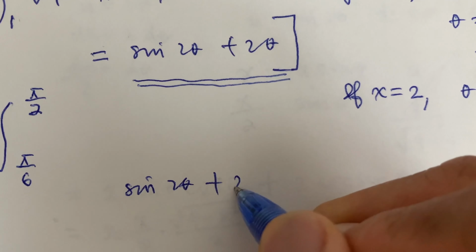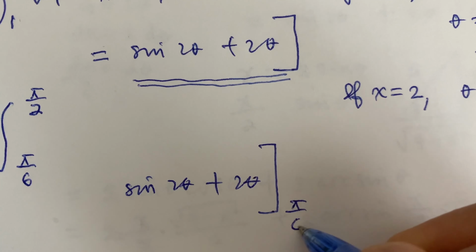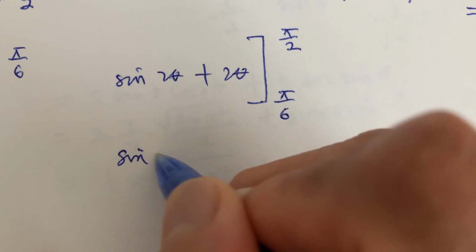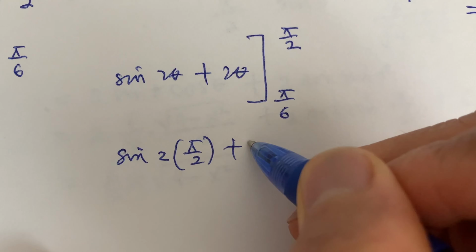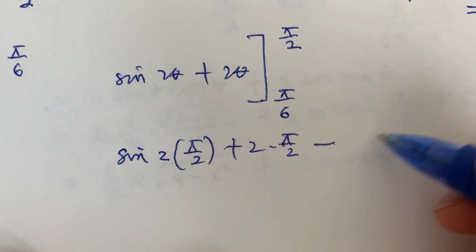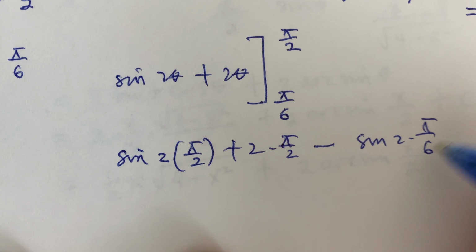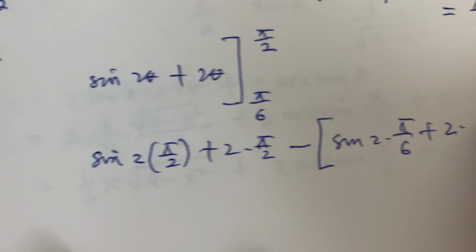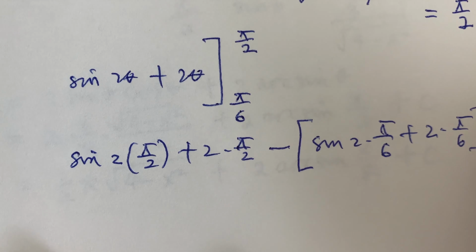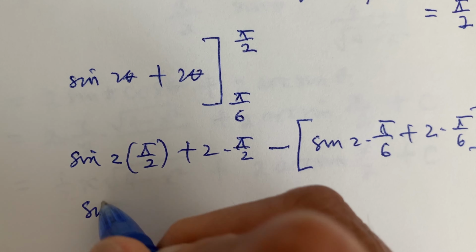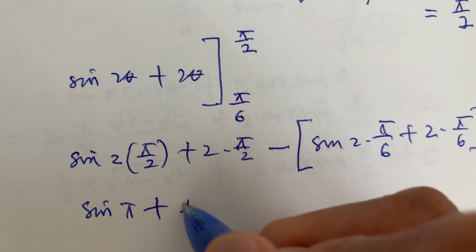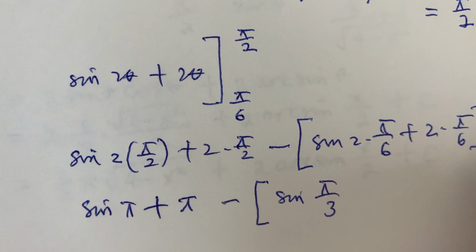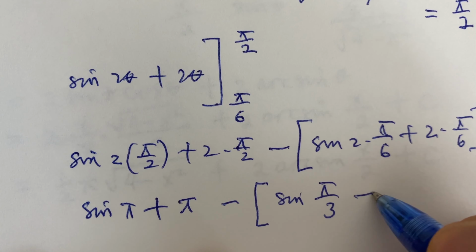Sine 2 theta plus 2 theta evaluated from pi over 6 to pi over 2. We should get sine of 2 times pi over 2 plus 2 times pi over 2, minus sine of 2 times pi over 6 plus, let me put in parentheses so I won't make that mistake again, 2 times pi over 6. We should get sine pi plus pi minus, this becomes sine pi over 3, and this becomes pi over 3.